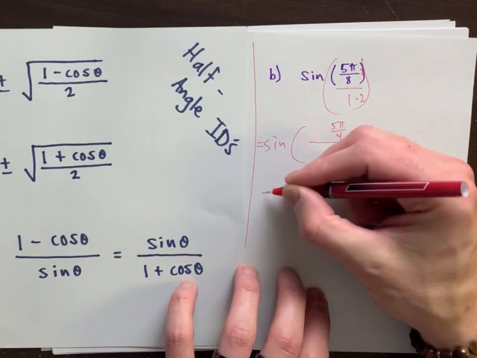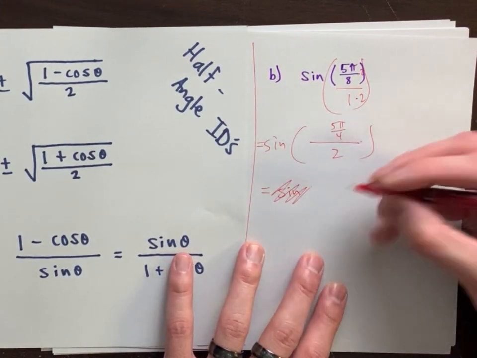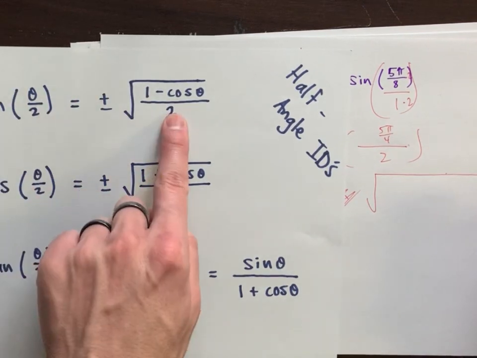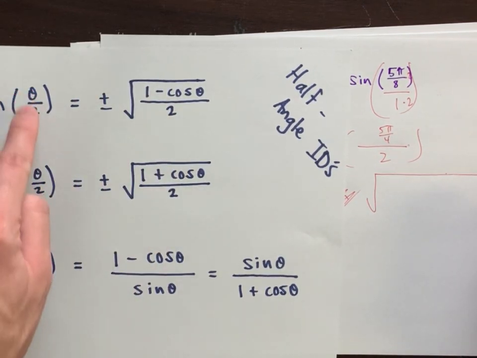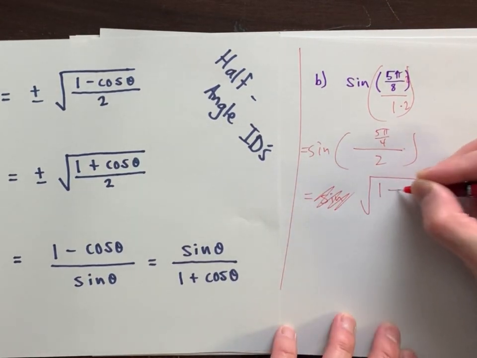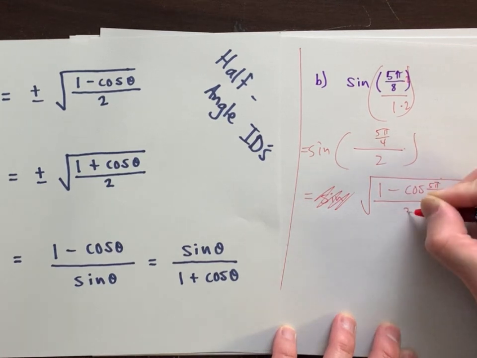And so let's see, this would become sine. This would become square root. We're doing this guy, right? We're turning this into that because it's sine of theta over 2. Here, playing the role of theta is 5 pi over 4. So this becomes 1 minus cosine 5 pi over 4 over 2.